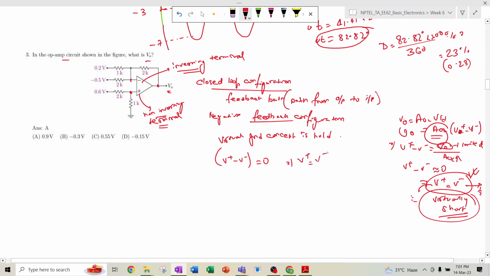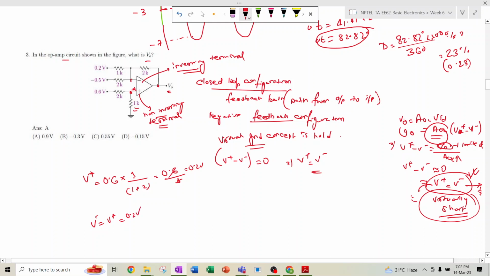That means V plus is equal to V minus. So now we need to find out the value of V plus. As it is an op amp, the current will not flow from this side. So what is the voltage across this? That will simply be the voltage divider rule. We get 0.6 volt into 1k divided by 1k plus 2k. So 0.6 divided by 3, so it is 0.2 volt. So V plus is 0.2. V minus will automatically equal V plus because the virtual ground concept holds.